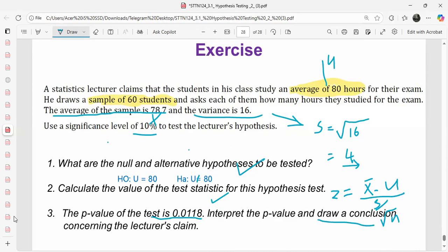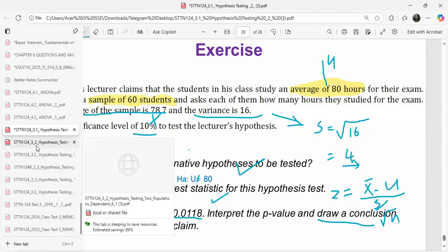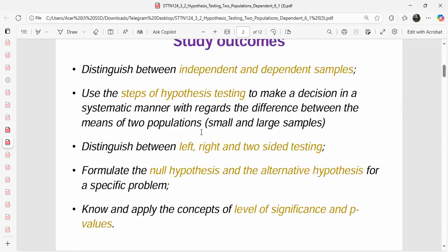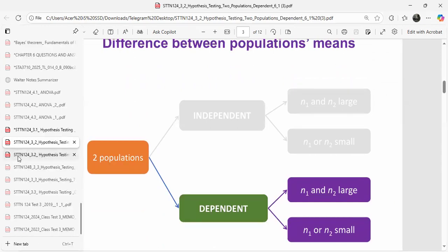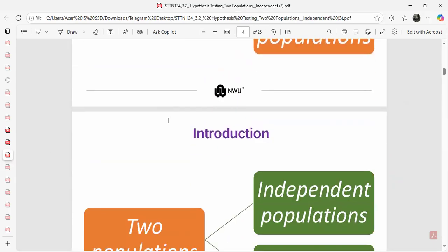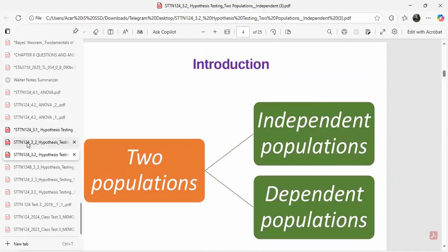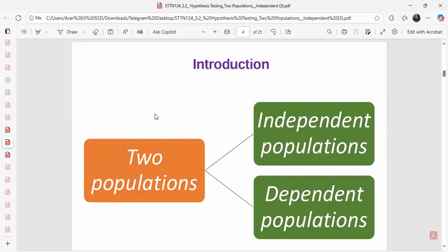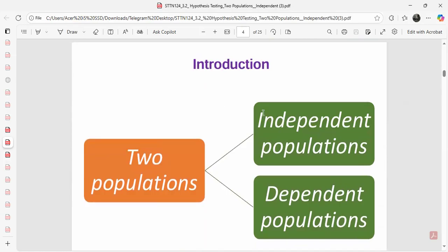So what's the other one? I think it was 3.2. Let's check 3.2, the hypothesis testing for independent populations. We did one population, and now we're on two populations.